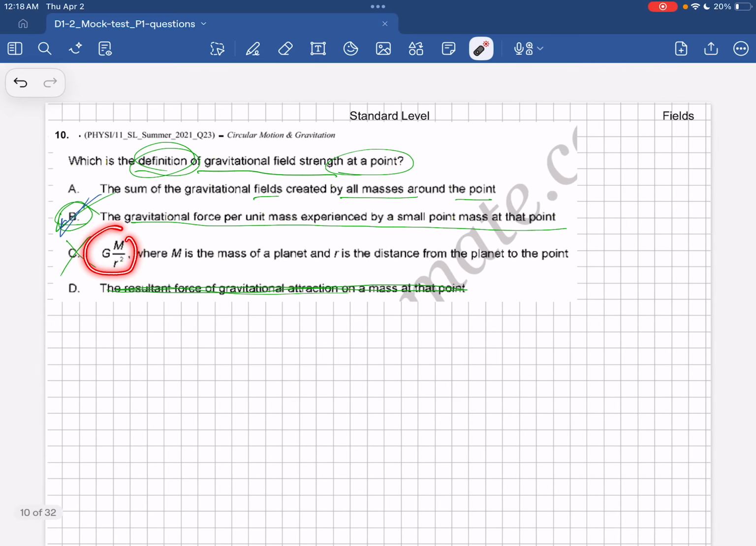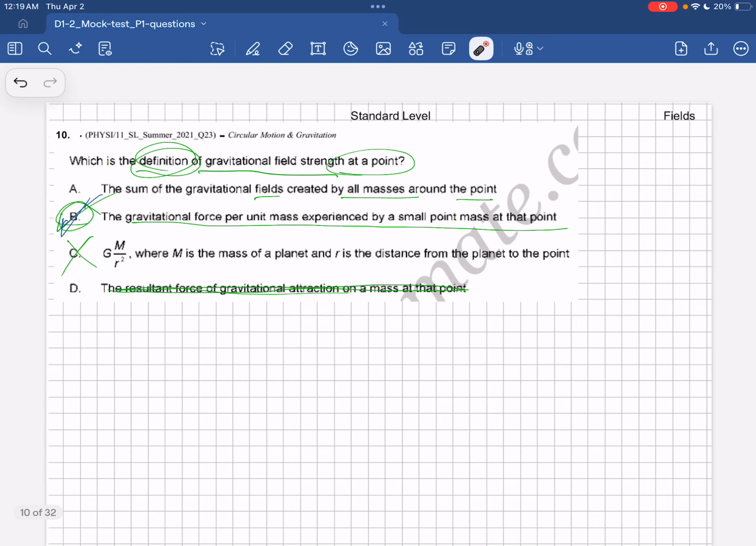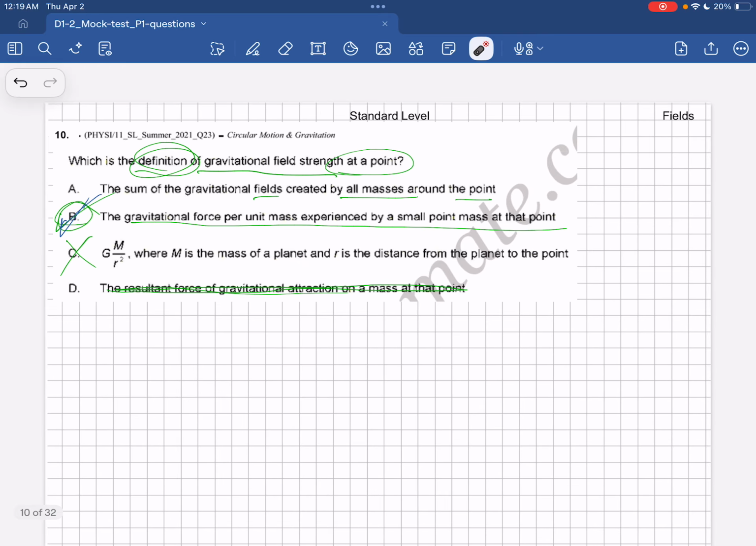C, this one, where this is the mass. Not really, because what if there are many planets, not just one? So this is not the general one. The resultant force is not a force. It's a force per unit mass, so that should be B.